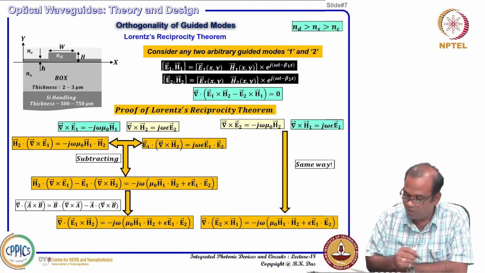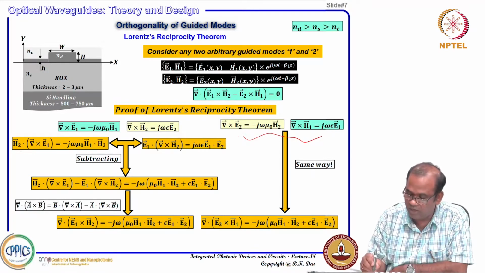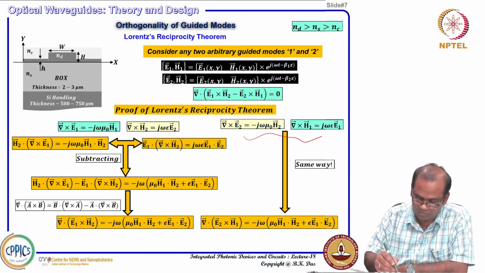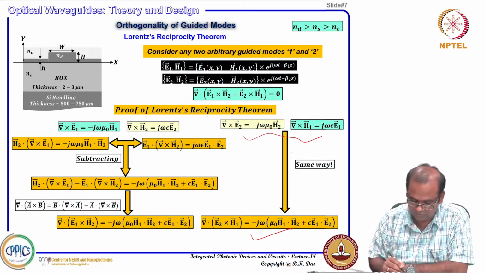Same way, if I start from here, same procedure. For example, here we just took a dot product of H2. Here I will be taking a dot product of, say, H1. And here I will be taking a dot product of E2. Then follow the same process, same way, then you get another equation.